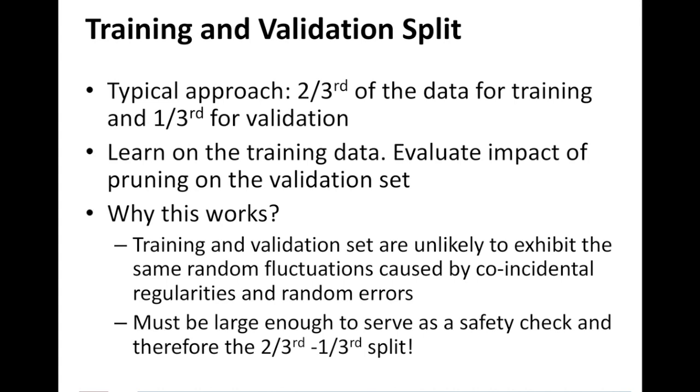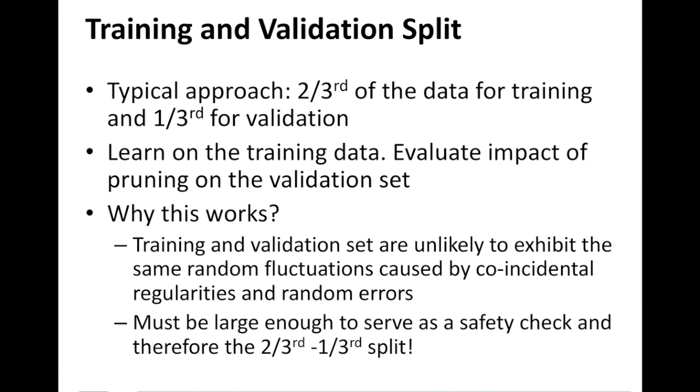And why does this work? This works because when you do this random split, there is less likelihood of both the training data set and validation data set exhibiting the same random fluctuations. So you are trying to reduce that by splitting it and using one to evaluate the performance of the model and fine-tune it.